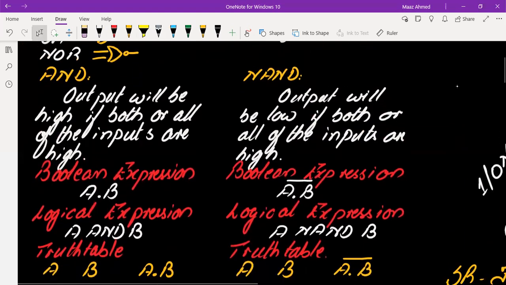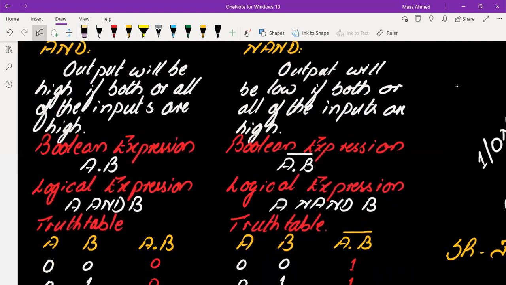Now the NAND gate says that output will be low. That means output will be 0 if both or all of the inputs are high. Now you may see that over here it was mentioned output will be high if both or all of the inputs are high, but for the NAND gate it's mentioned output will be low if both or all of the inputs are high. So you may see that there is a reversal over here.